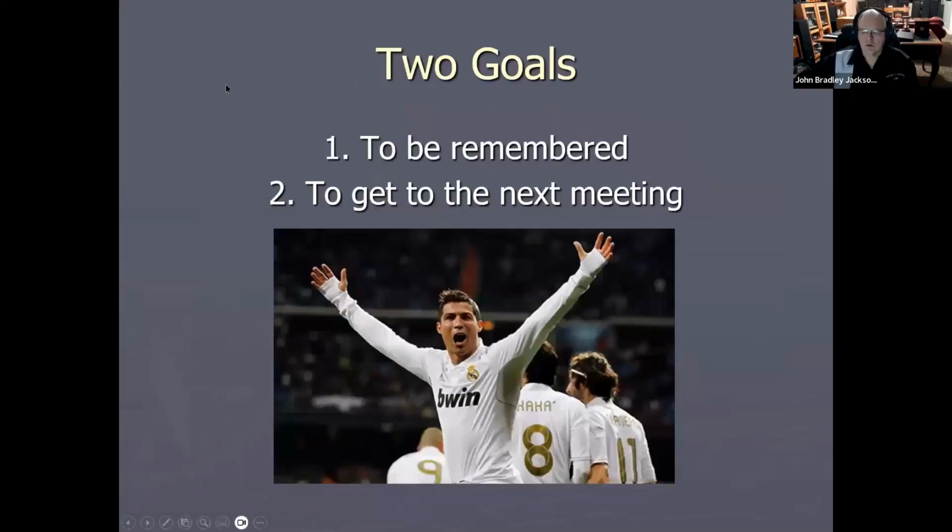Really, you have two goals when you're making a pitch to an investment panel. That's really what this presentation is about: you've developed a pitch, or you should develop a pitch, and the purpose of it is to get money, right? Well, preliminarily, there are really just two simple goals. One is to be remembered, and the other is to get to the next meeting.